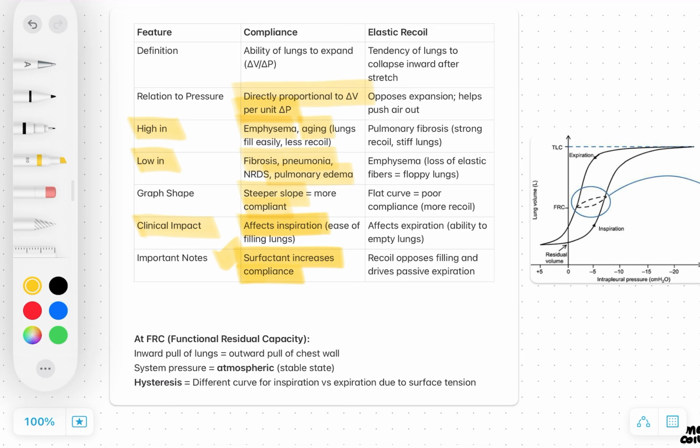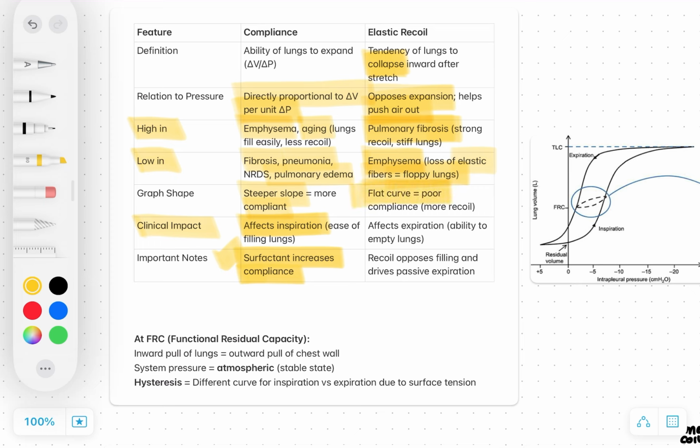Next is elastic recoil. It is inversely related to the compliance. It is the tendency of the lungs to collapse after inward stretch. So the tendency to collapse is the elastic recoil and the tendency to expand is the compliance. It opposes the expansion and helps push air out. It is high in restrictive conditions like pulmonary fibrosis because there is strong recoil there.